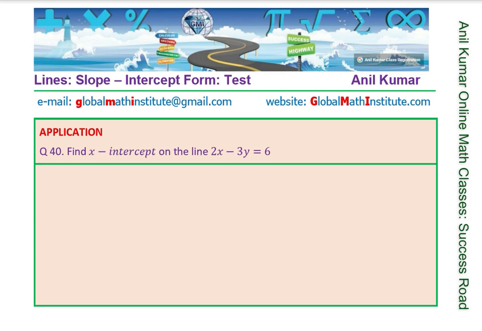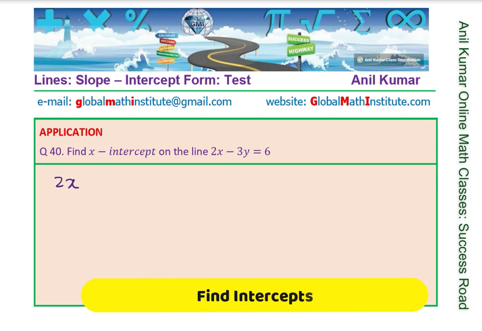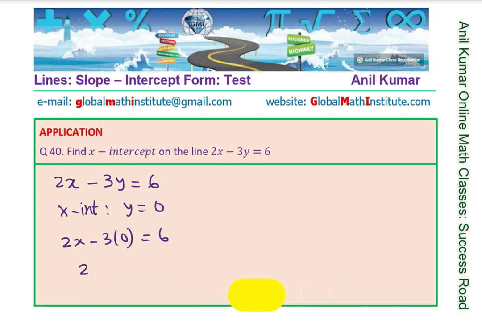The next question here is question number 40, which is find the x-intercept on this particular line. This time we are telling you to find the x-intercept, and the y-intercept also you can find, right? So x-intercept, 2x minus 3y equals 6. X-intercept means that y is equal to 0. So we'll substitute y equals 0 and find the value of x. So we get 2x equals 6, or x equals 6 by 2, and that is 3. And therefore, the x-intercept here is (3, 0).